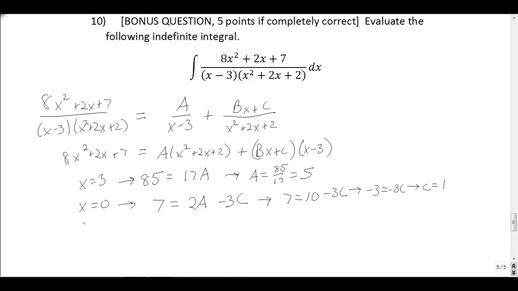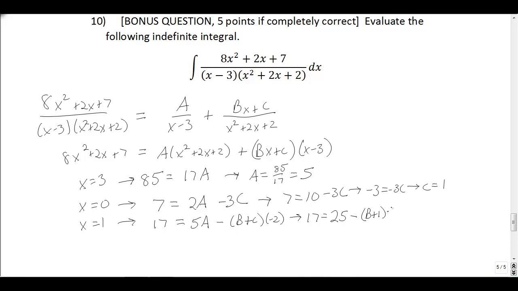Let's go for B. Again, I don't have anything that's going to zero things out, so I'm going to do an x equals 1 here. Sort of a simple number. So I do this on the left, I get 8 plus 2 is 10, plus 7 is 17. You get 1 plus 2, that's 5 times A, minus, let's see, I get B plus C here, and then I get a minus 2. So this gives me 17. A was 5, so 5 times 5 is 25, minus, I'm trying to find B. I know C is 1. B plus 1 times negative 2.